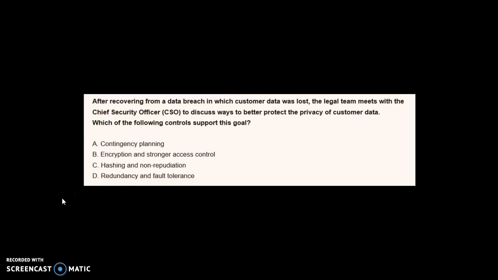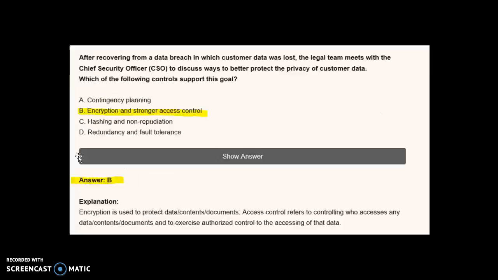After recovering from a data breach in which customer data was lost, the legal team meets with the chief security officer and discusses ways to better protect the privacy of customer data. Which of the following controls support this goal of protecting customer data? The answer is B. Encryption and stronger access control. Encryption is used to protect data, content, and documents. Access control refers to controlling who accesses any data, content, and documents, and to exercising authorized control over the accessing of that data.